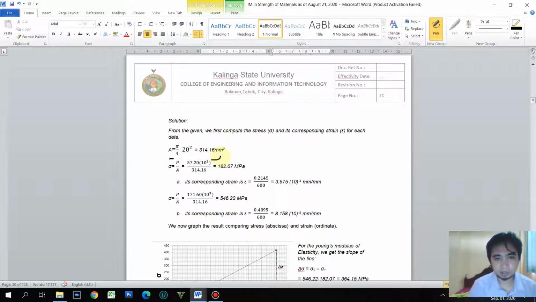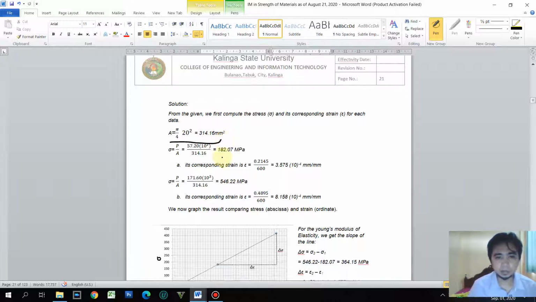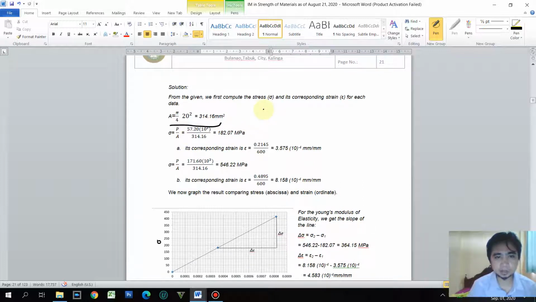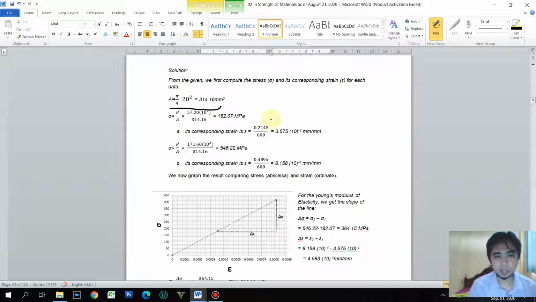that bar. Okay, so the area of the bar is computed as a circular one. We have pi over 4 times 20 squared, that is equal to 314.16 millimeters squared. So here, we can now compute for the stress due to 57.2 kilonewton first. So we simply divide that by the area, 314.16. So by this, we will yield a stress of 182.07.